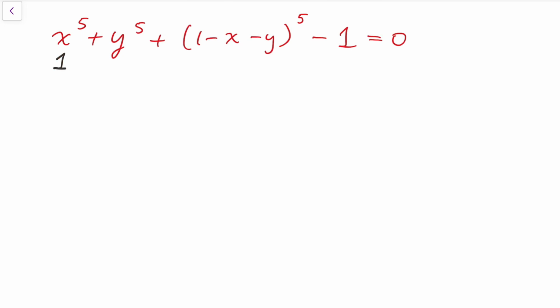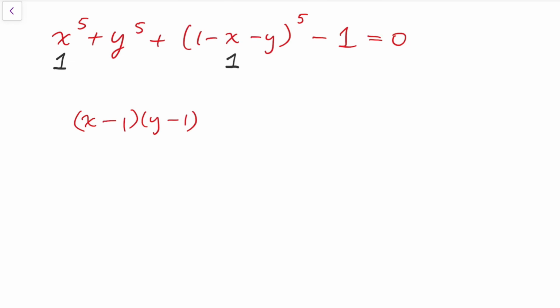Notice that if I replace x by 1, then the left side of the equation would be 1 plus y to the power 5 plus (minus y) all to the power 5 minus 1. And that's actually exactly 0. So that means x minus 1 has to be a factor of the polynomial at the left. We can use a similar trick and say that y minus 1 is also a factor.